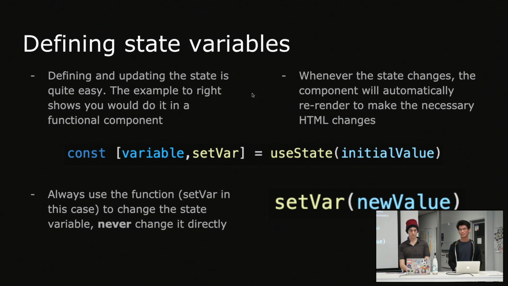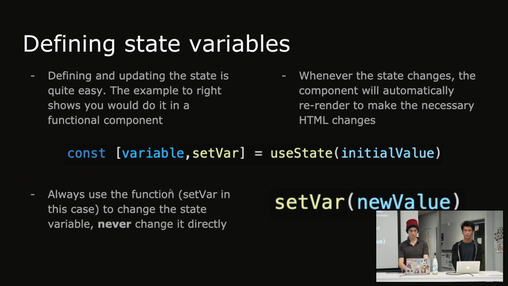So to define a state, how do we define state? Defining and updating the state in a functional component is actually pretty simple. So if you would like to do it, all you need to do is go const square bracket variable comma setVar equals useState initial value, and you can put that above the return line where you added your JSX elements.